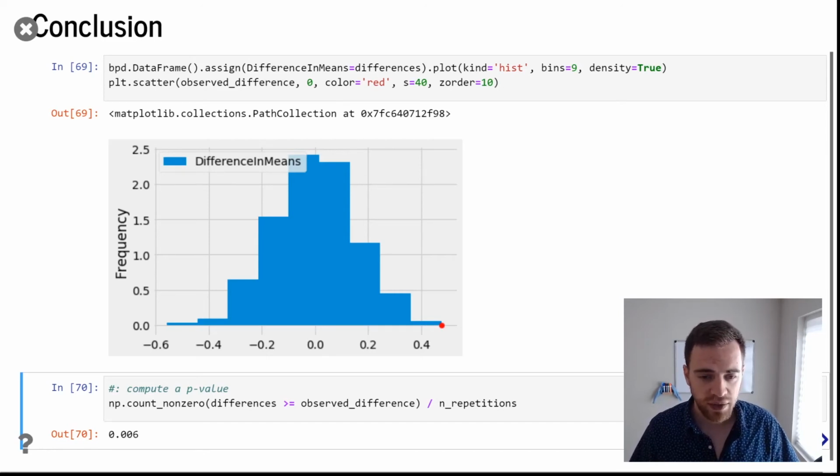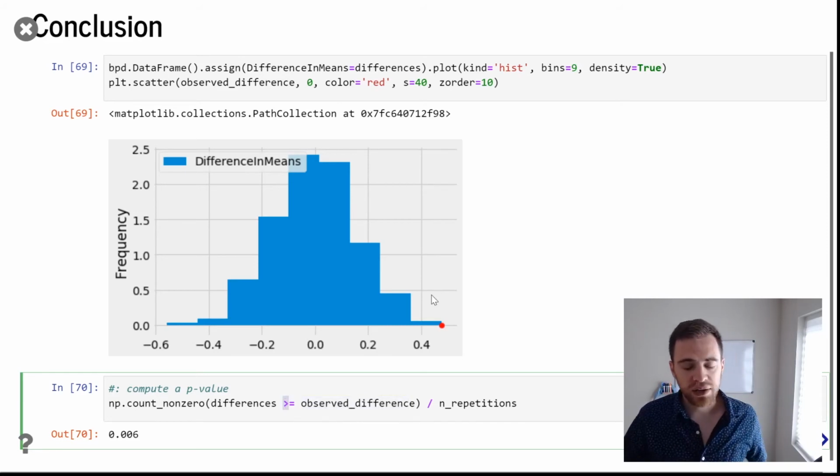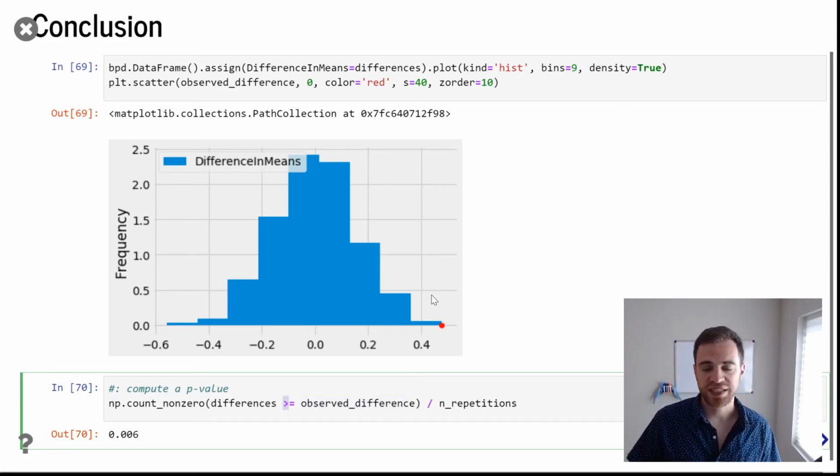One thing I'll point out here is we're calculating differences greater than or equal to the observed difference. Why the greater than or equal? Remember, what we want to calculate here is the probability of seeing something at least as extreme as what we saw. So you have to figure out, what does it mean to be extreme here? This depends on your alternative. If your alternative is just difference, it doesn't matter if you're greater or less than.